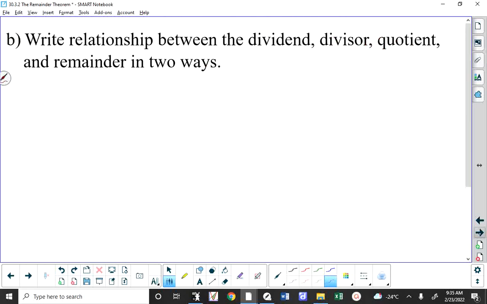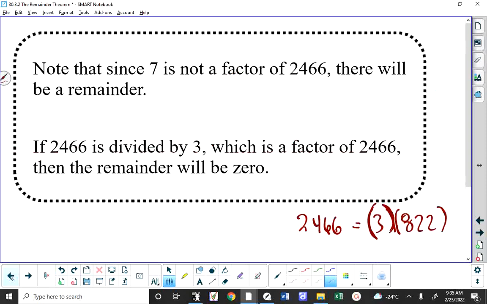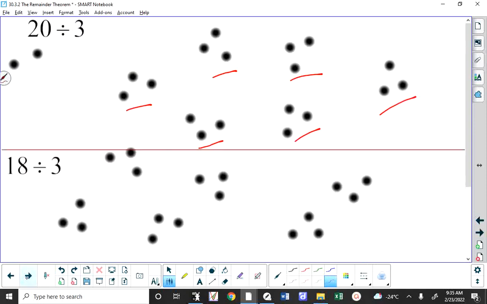Write the relationship between all of these quantities in two ways. Well, I'm going to go back to this. And we're going to talk about the one that's at the top. The 20 divided by 3. If I had 20 divided by 3, and I'm doing this, everybody, because some of you will forget the relationship between everything, and you might need to rebuild it by looking at something like 20 divided by 3, or 15 divided by 2, or something with a remainder.